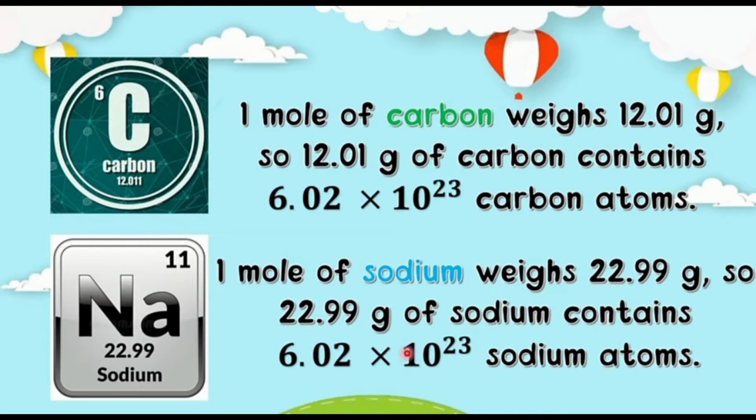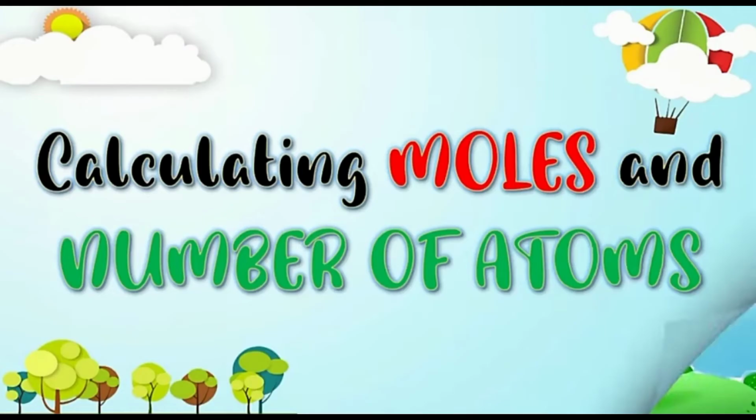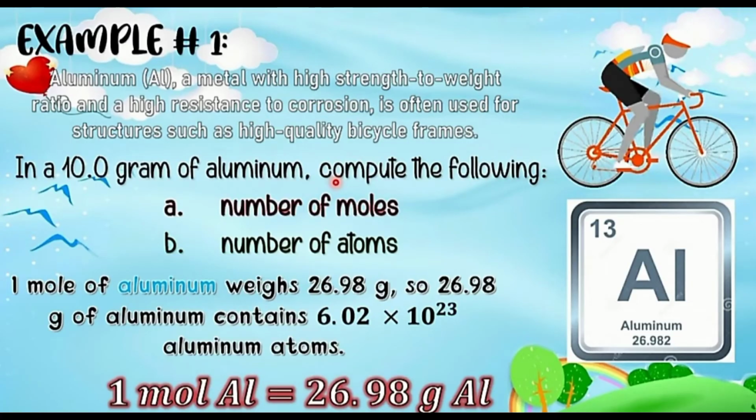So, 22.99 grams of sodium contains 6.02 times 10 raised to 23rd sodium atoms. Let us proceed calculating moles and number of atoms. Example: aluminum, a metal with high strength to weight ratio and a high resistance to corrosion, is often used for structures such as high-quality bicycle frames. In 10.0 grams of aluminum, compute the following: number of moles and number of atoms.